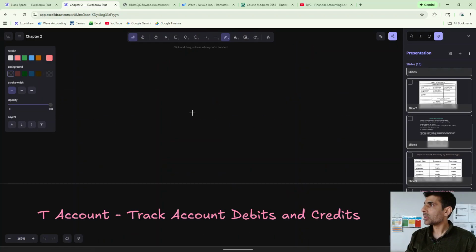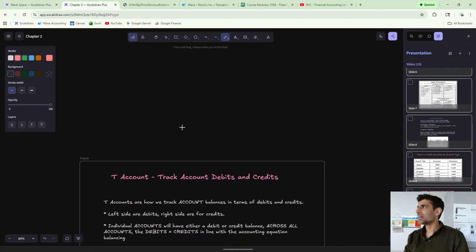Actually, the banks don't say these words for accounts anymore, but they still call it a debit card, so it's still there. And if you looked at the old bank account statements, they would say debits and credits.